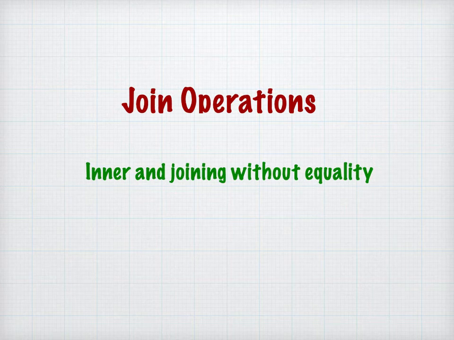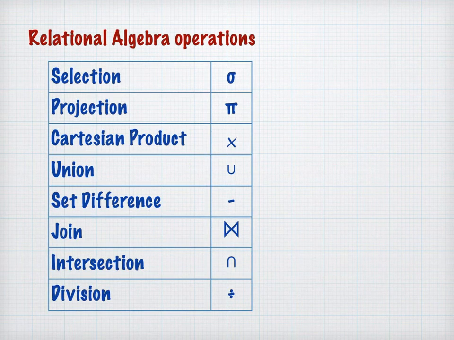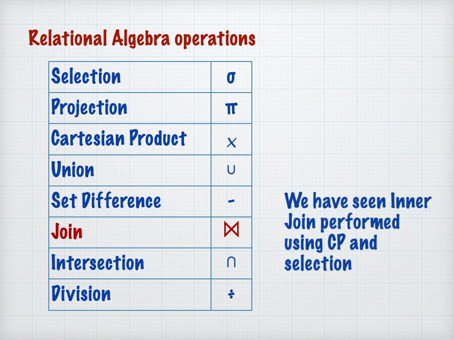So let's have a look at inner joins, and I'm going to look at them in a little bit more detail here. Now we know that there is an actual operation for a join, and it's represented by that little sort of bow tie symbol here. And the way that we've done joins in relational algebra and SQL is by using a combination of Cartesian product and selection. So there's sort of the first and the third operation in this table.